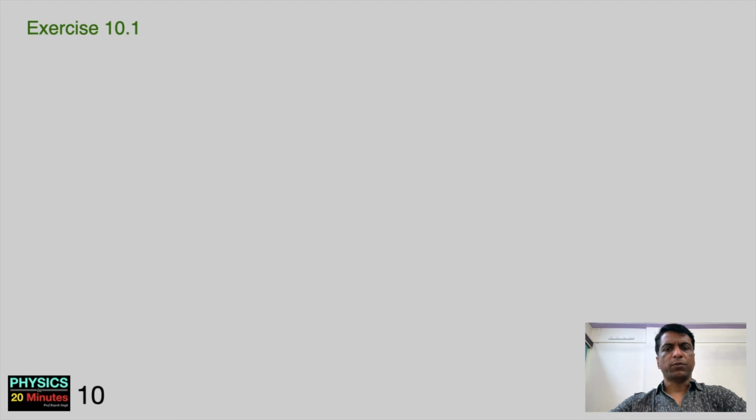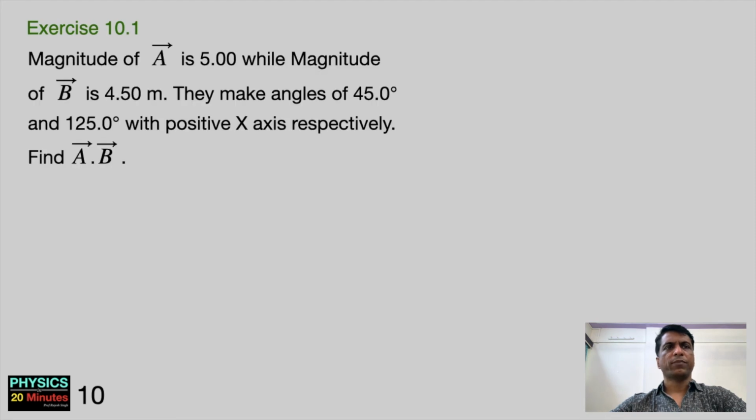Let's take an example to understand these concepts. Magnitude of vector A is 5 while magnitude of vector B is 4.50. They make an angle of 45 degree and 125 degree with the positive x-axis respectively. Find A dot B. At this point you can take a pause, try to solve the problem on your own and then come back and check the solution.